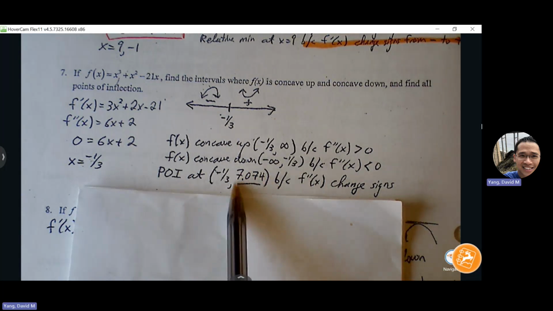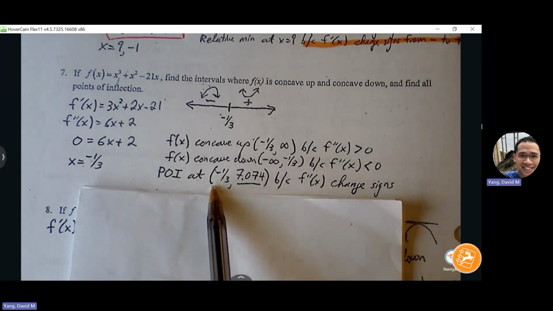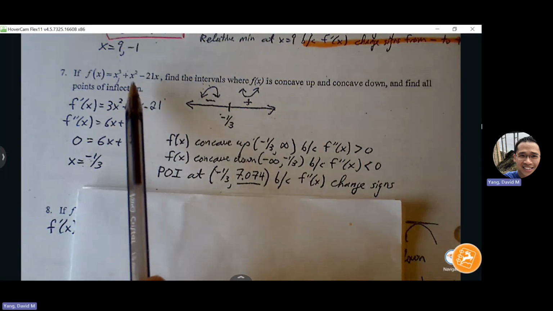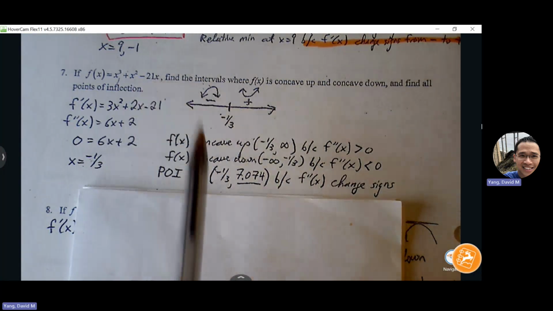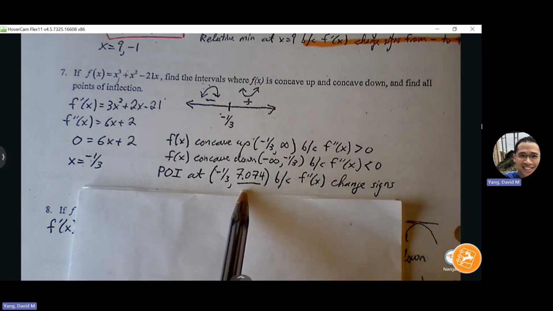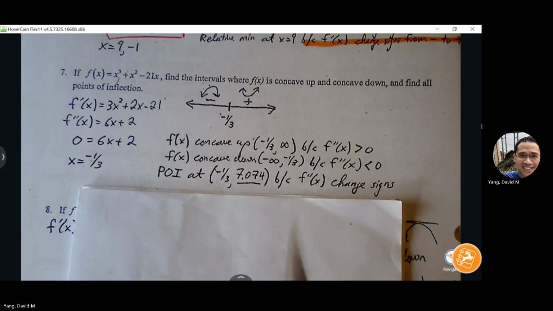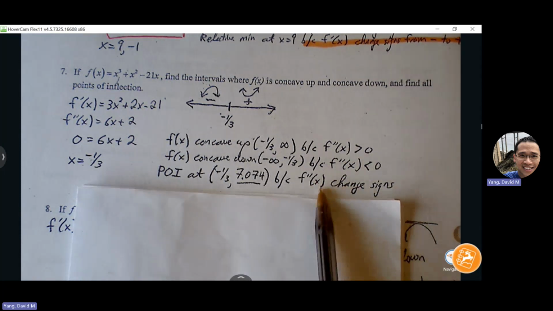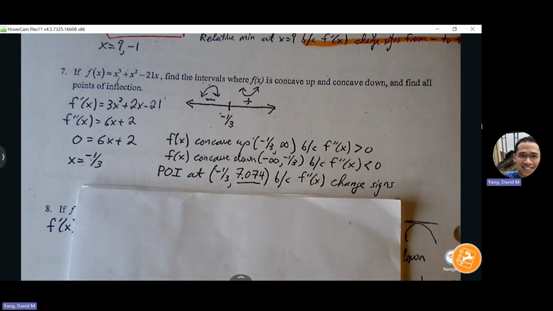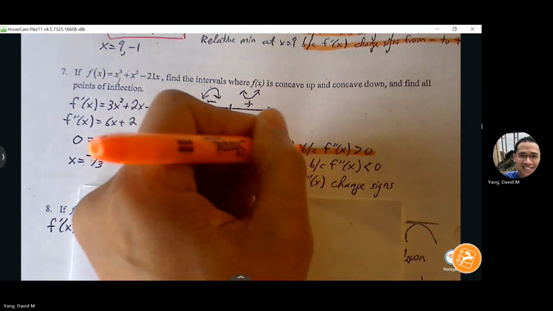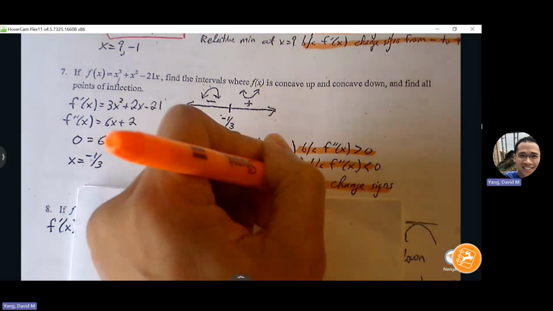If I ask you for the y value, you would insert the -1/3 where? Back into the original, right? Original is going to give you information about location. F prime gives you information about slope. F double prime gives you information about curvature or concavity. And your reasoning is because f double prime changes signs. So pay attention to your justification for concave up, concave down, and for point of inflection.